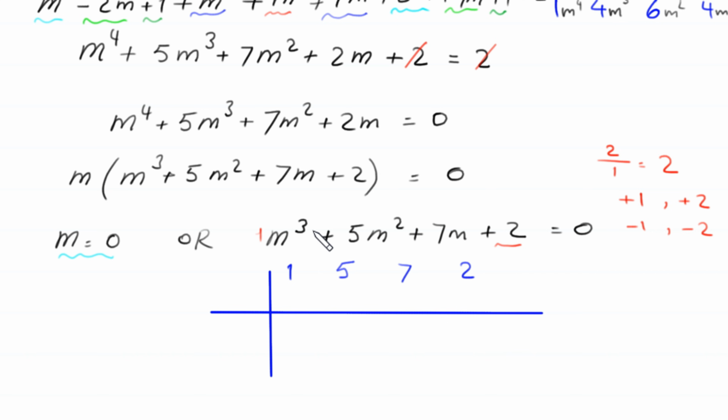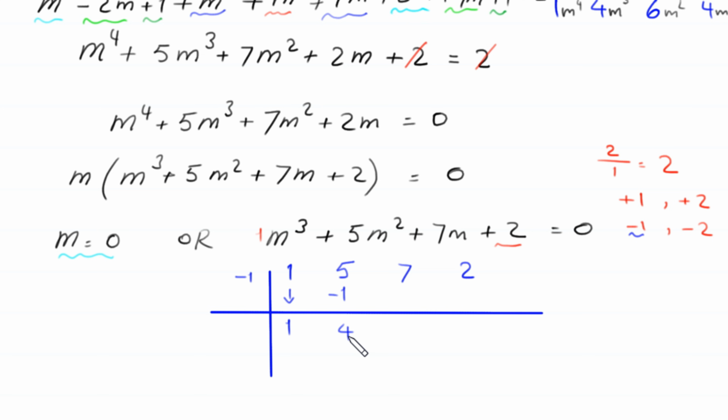Now because all the terms in this expression are positive, the value of m must be negative. So first we try negative 1. We write negative 1 here, and this 1 comes down as it is. Now we multiply this 1 by this negative 1. 1 times negative 1 is negative 1. Now we add this 5 and this negative 1. 5 plus negative 1 is 4.